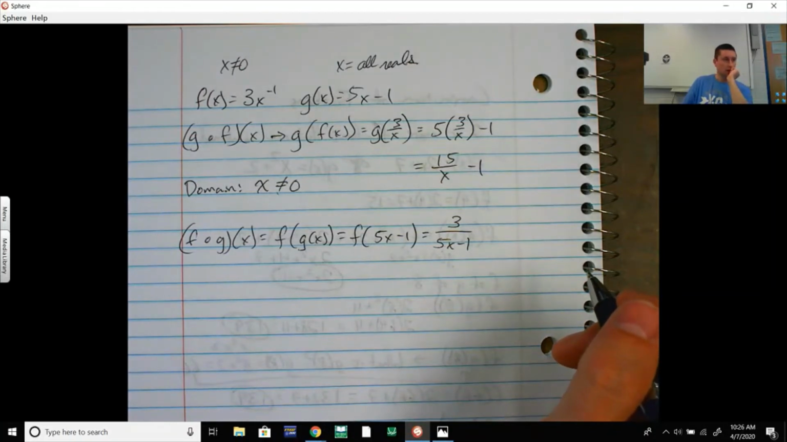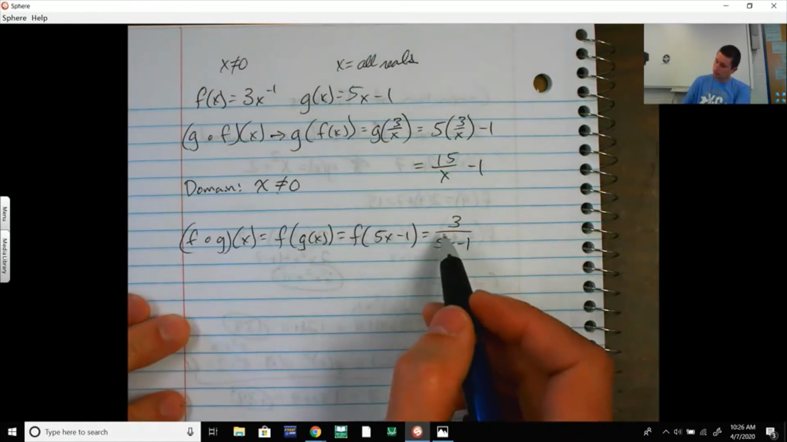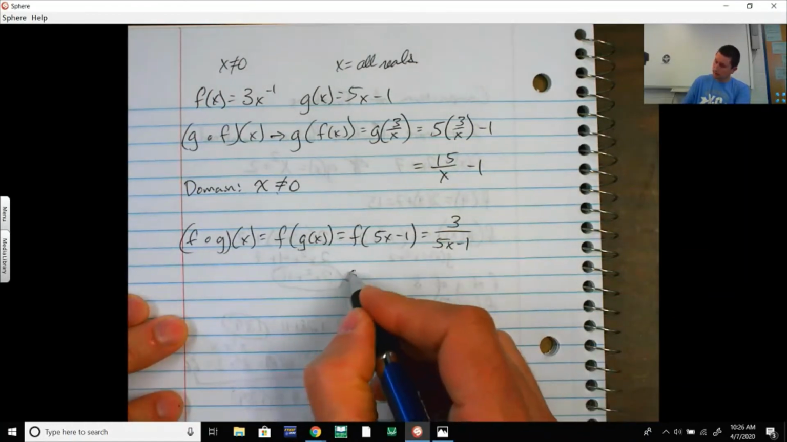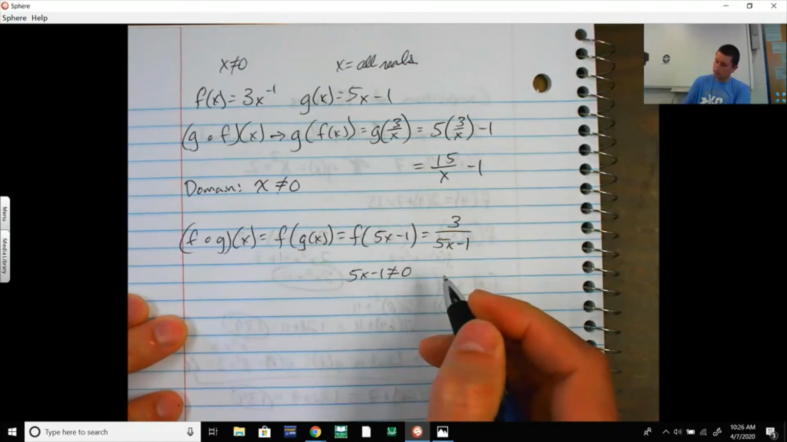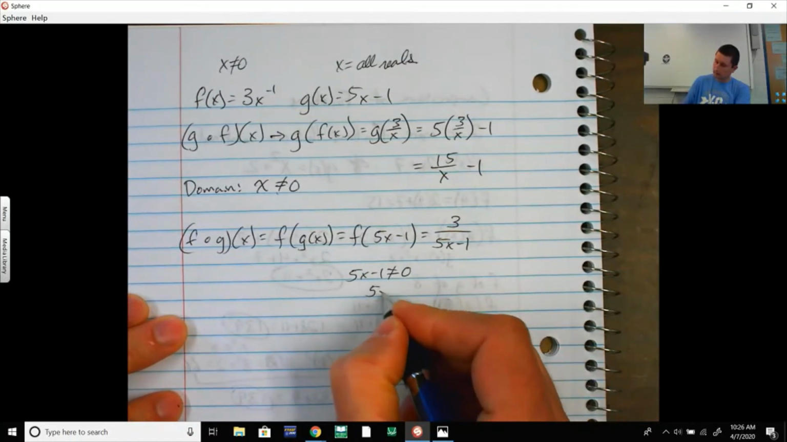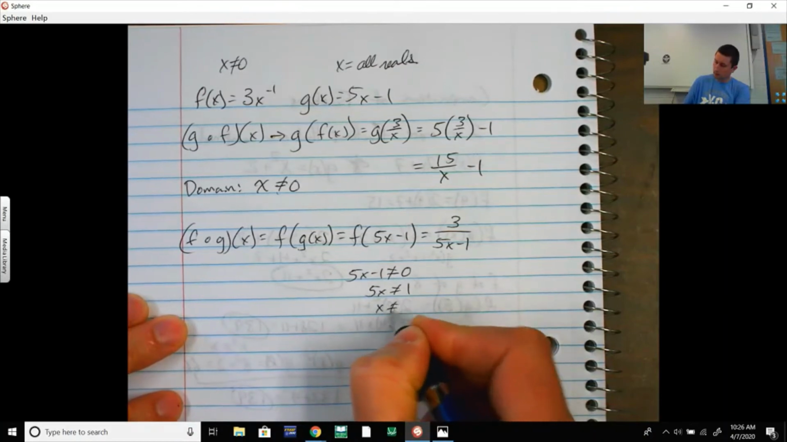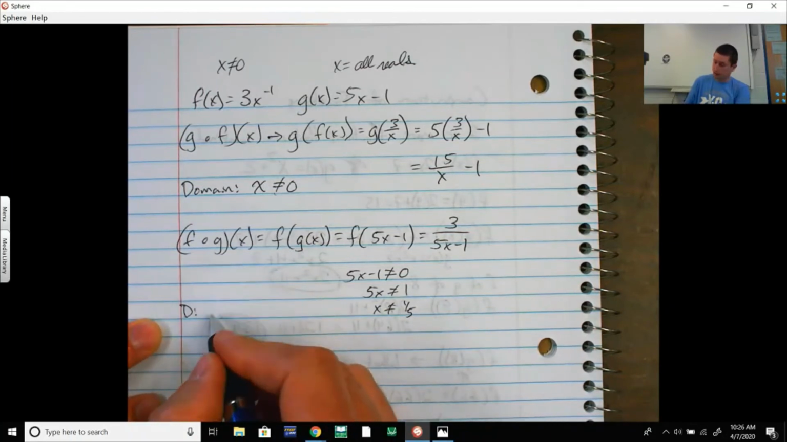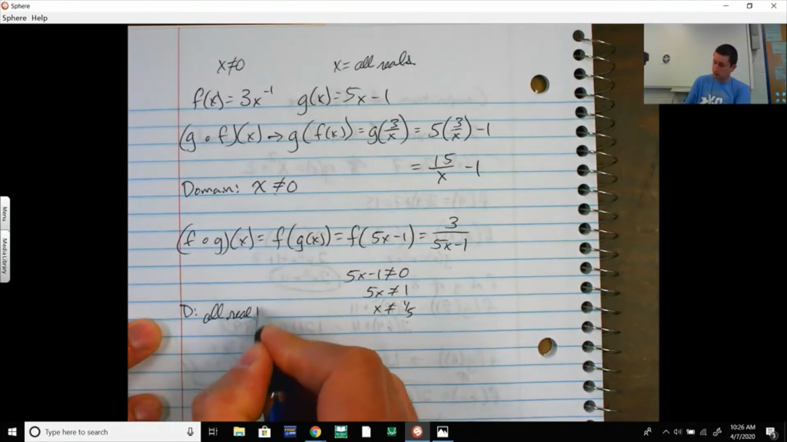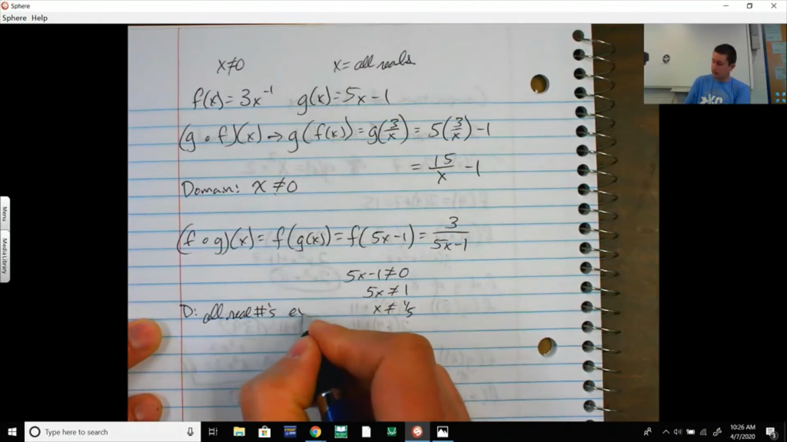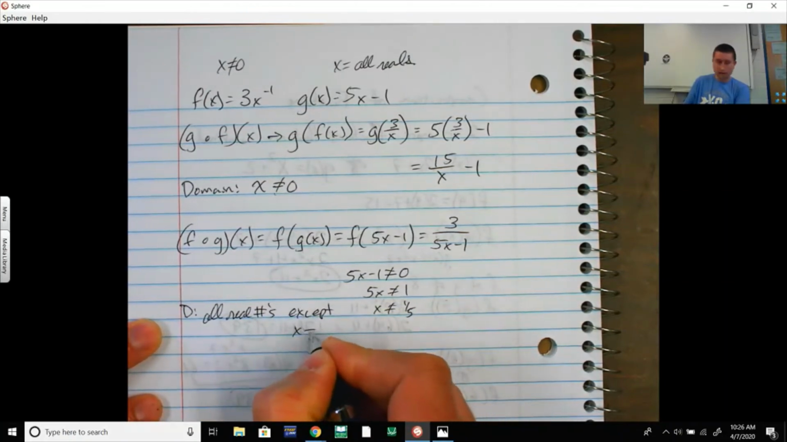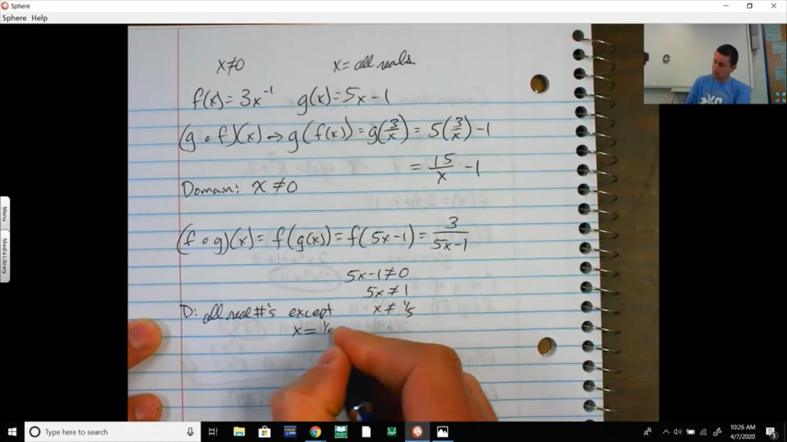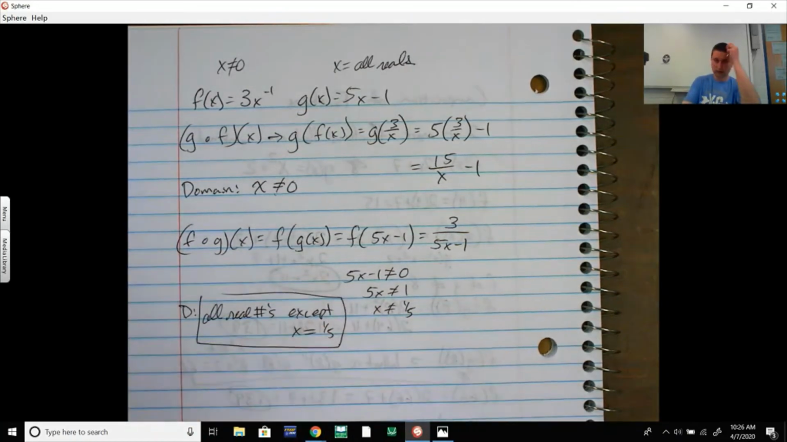So now, you look at your denominator. Remember, 5x minus 1 cannot equal 0. So 5x cannot equal 1, so x cannot equal 1/5. That's your domain restrictions. So for your domain, they will say, you would say all real numbers except x equals 1/5. So that's how it's going to be worded. Okay, I'll bring that over here. All real numbers except x equals 1/5.